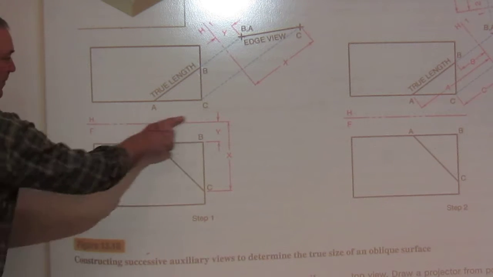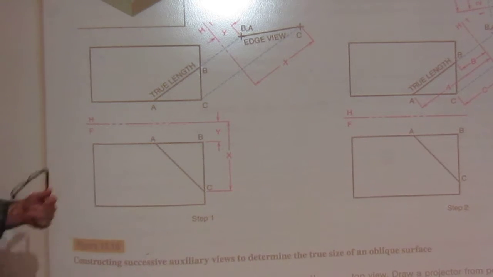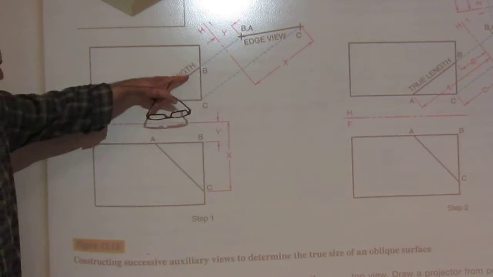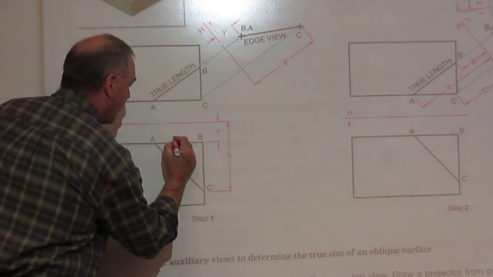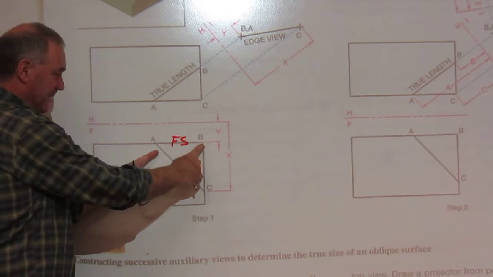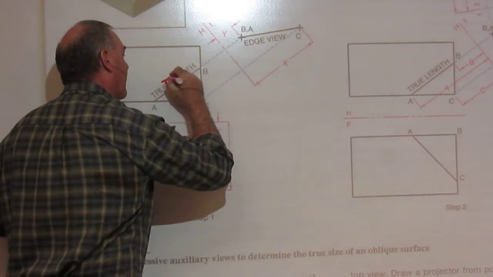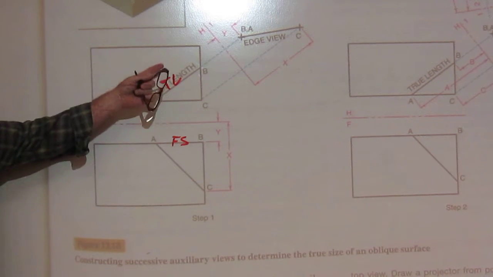So again, here's my fold line. What I want to do is go through this and say which lines are true length and which ones aren't. So let's look at line AB in the top view. Is this line parallel to that viewing plane? No. So therefore, it has to be foreshortened in this view. Now, let's take that same line AB here. Is this line parallel to that viewing plane? Yes. Therefore, that one has to be true length. So I see line AB twice. It's foreshortened in this view, it's true length in this view.